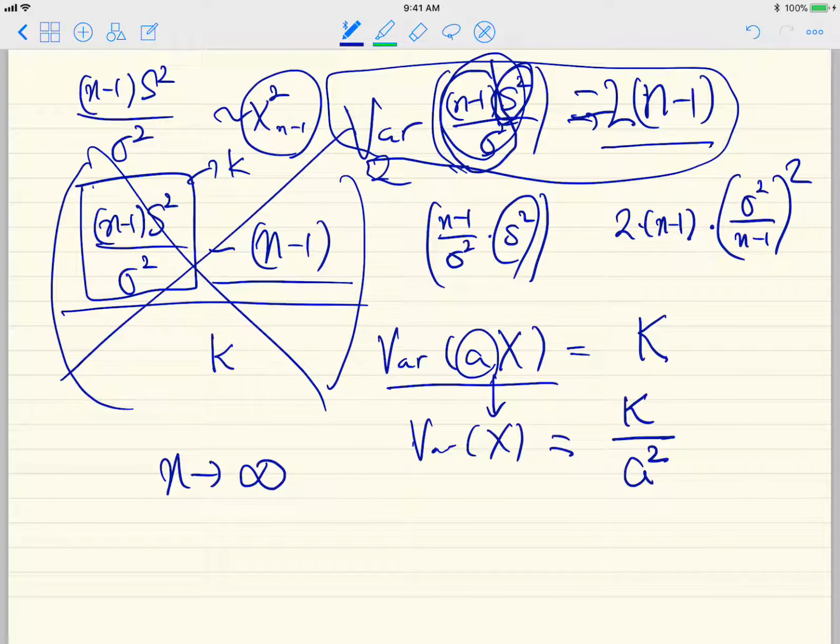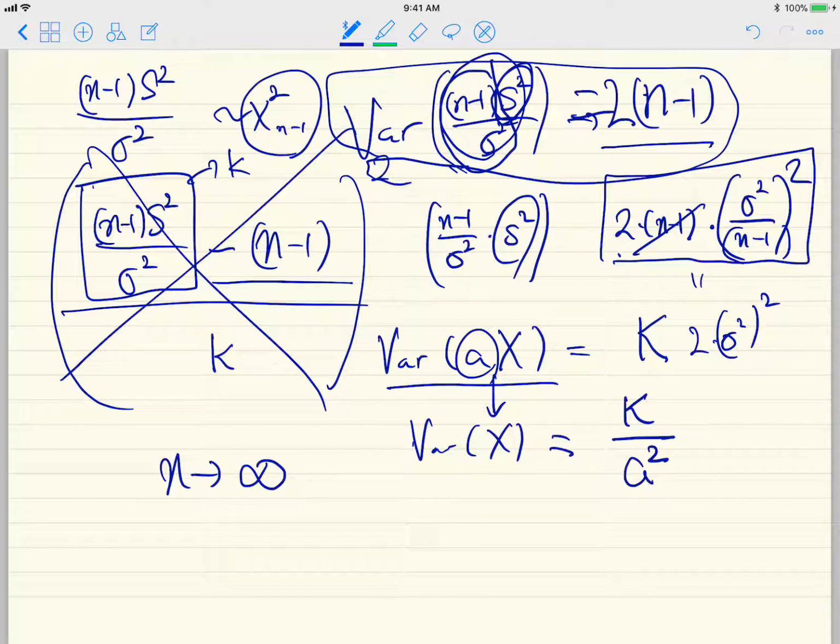When n gets really large, what will this value be? What kind of value does it converge to? So n becomes infinity, and thus we basically have this guy, 2 times sigma squared divided by n minus 1. Even though we do not know sigma squared, this is just a constant, and n minus 1 will go to infinity, and thus the variance will go to 0, right?